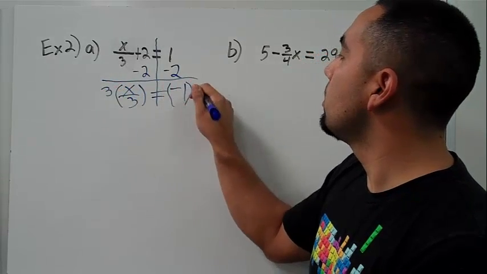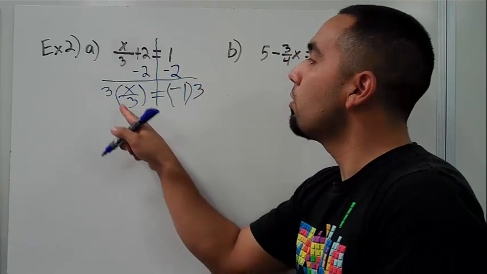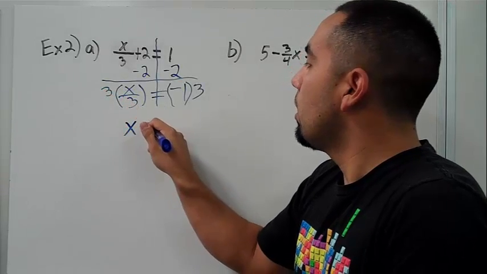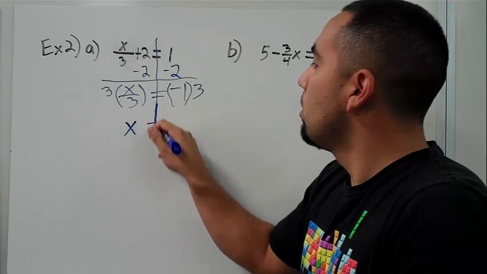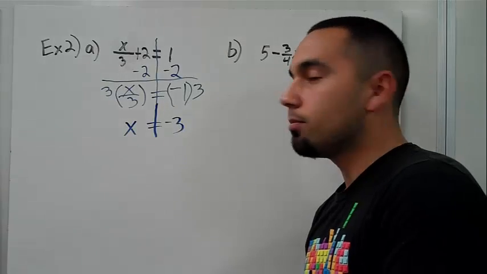And whatever I do to one side, I must do to the other, right? So if I multiply by 3, again, 3 over 3 is just 1. So I get x equals, and negative 1 times 3 is negative 3.